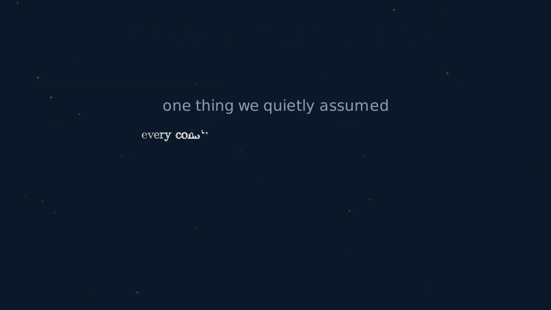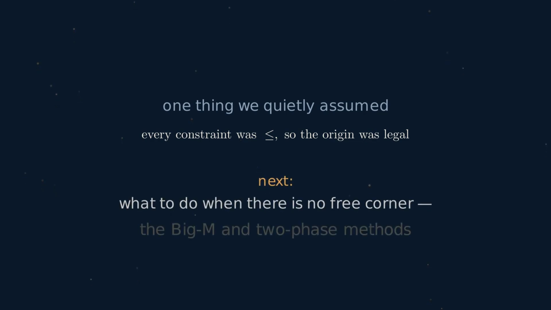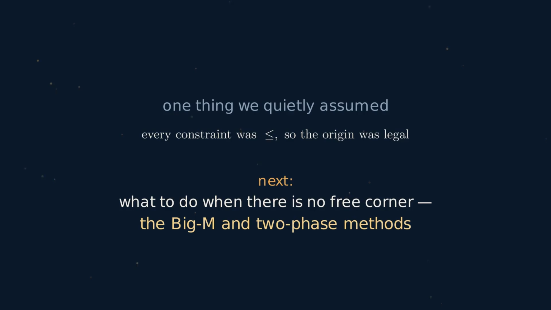But notice the assumption we slipped past. Every constraint was a less than or equal, which is why the origin was a legal place to start. Put a greater than or an equals in there, and the origin is out of bounds. Then you need a way to manufacture a starting corner, and that is exactly where we go next.